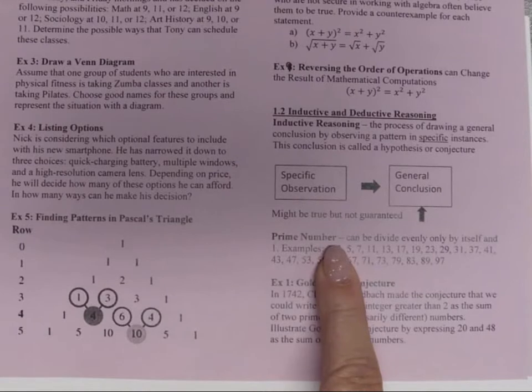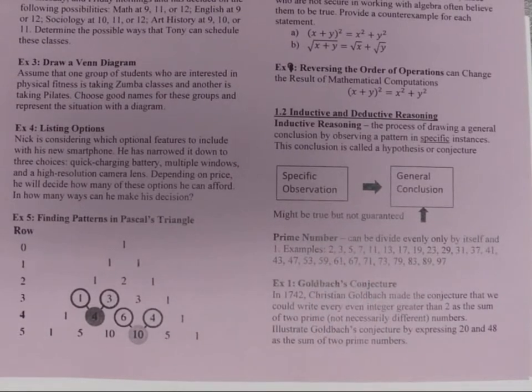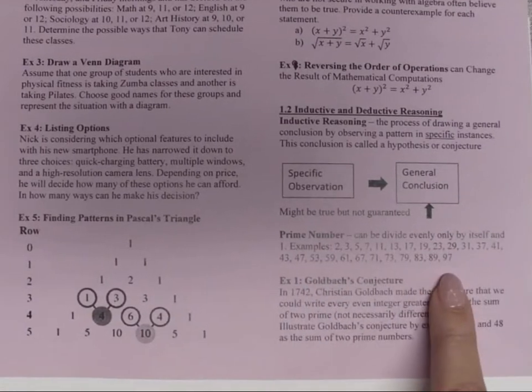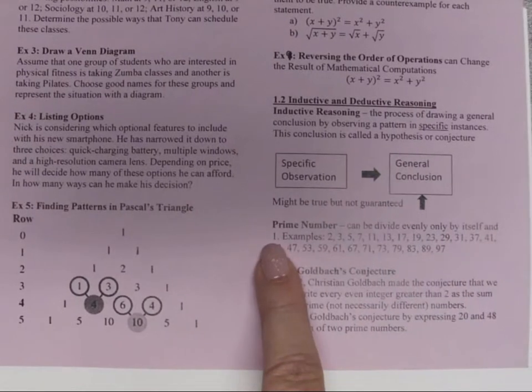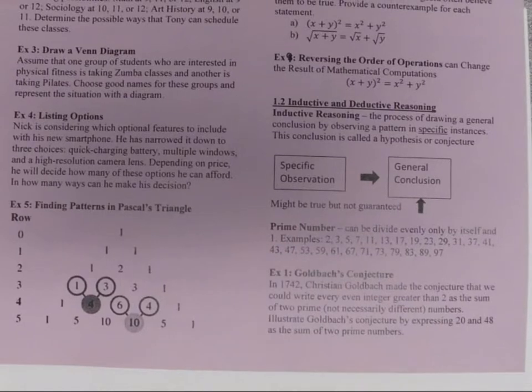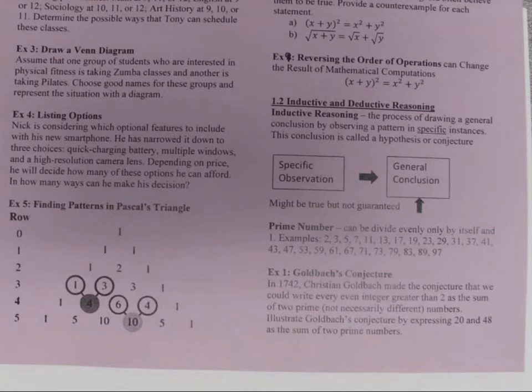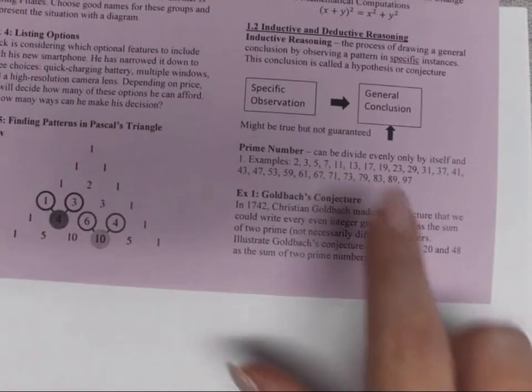Looking at prime numbers, we can see that they can be divided evenly only by itself and 1. Here are some examples of the prime numbers up through 100. 1 is neither a prime number nor a compound number. It's a special case because it is just 1. But the rest of these are prime.